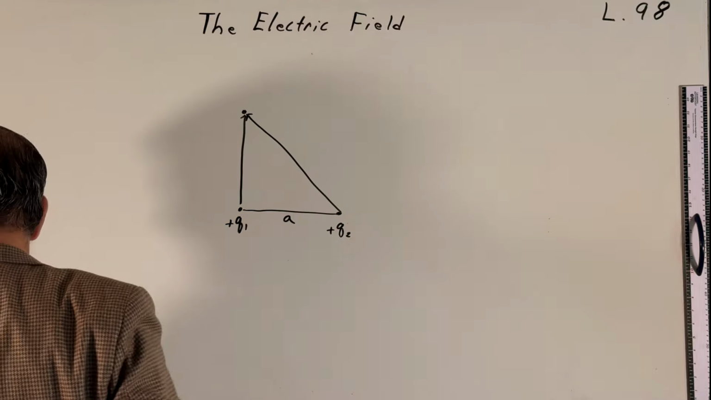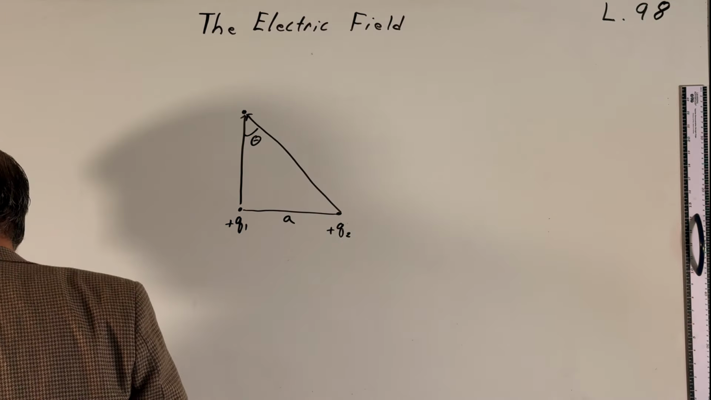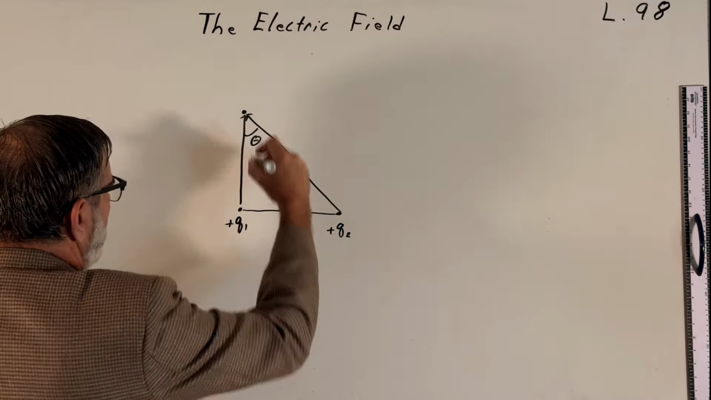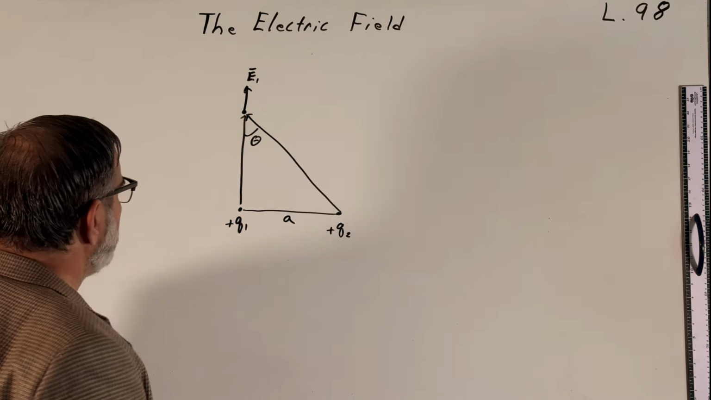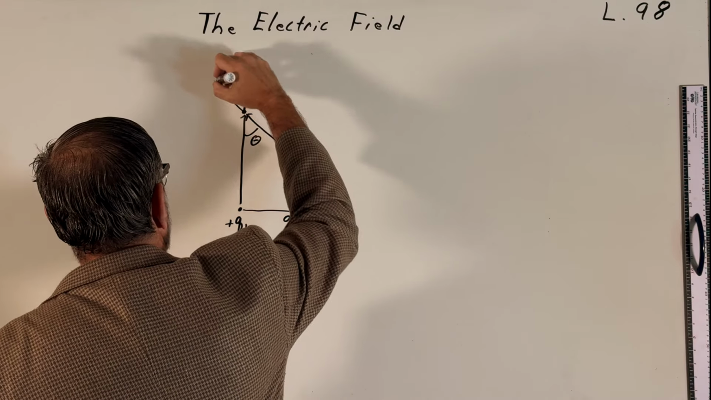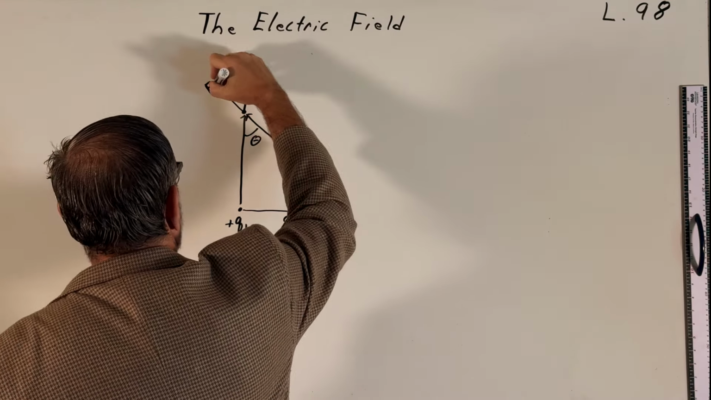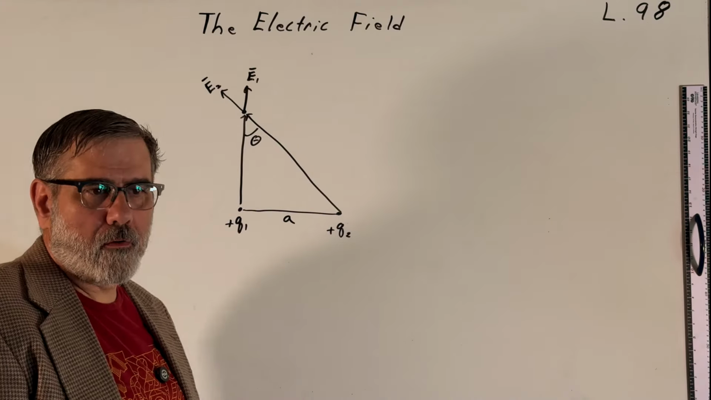So this is my test charge here. I'm just going to make an angle theta. You can see that I've got an electric field acting in this direction at this point, yes? And there's an electric field acting in this direction at this point from 2, yes? The total field at this point is the sum of these two electric fields.